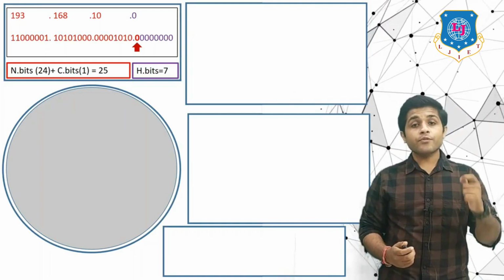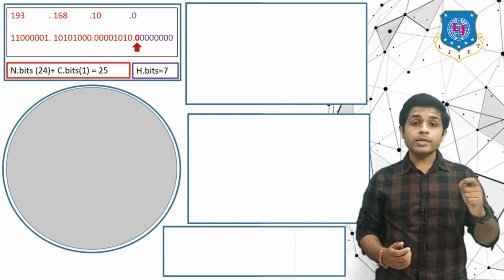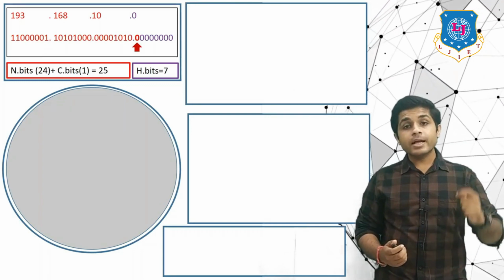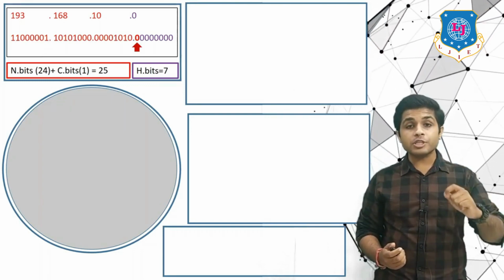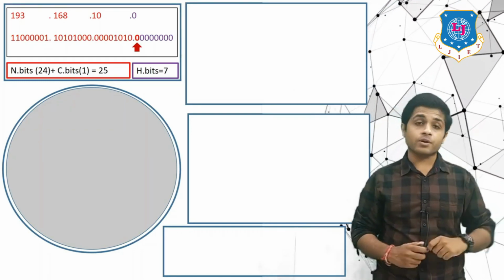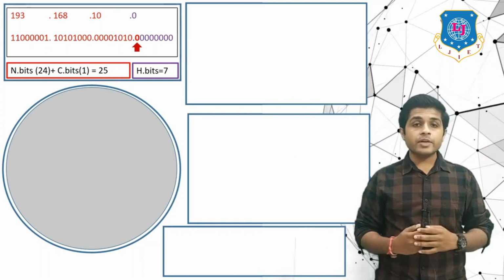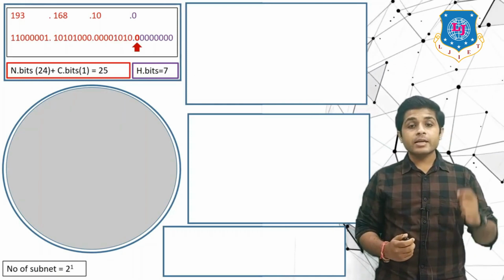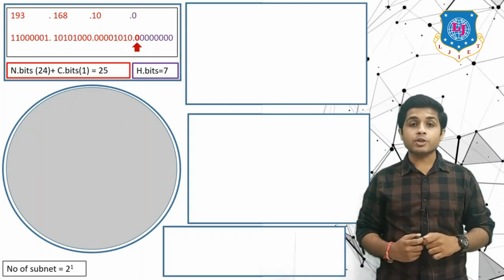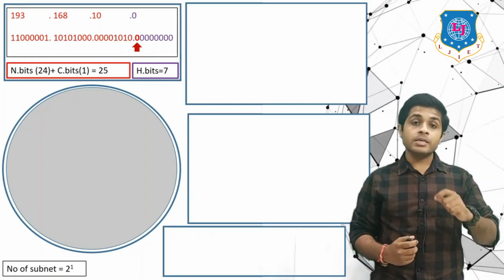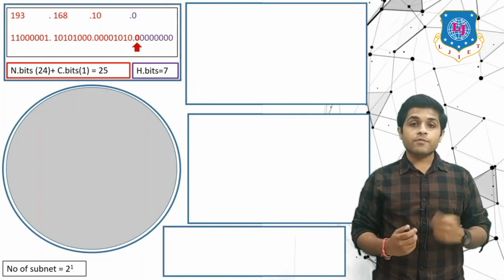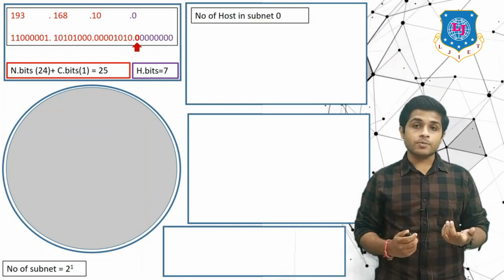Now from the converted bits, what information do you get? From the converted bits, you will get how many subnets are possible in that one network. So the number of converted bits in this example is 1. So from that you will get that 2 raised to 1 subnets are possible in the one network. It means 2 subnets are possible. So the first subnet is subnet 0.